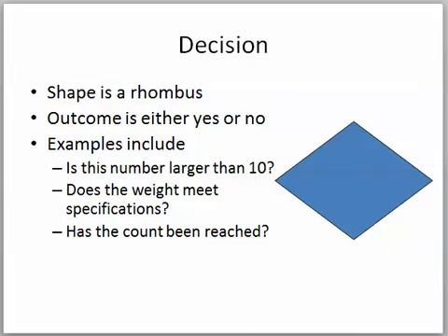Okay, the rhombus. This means there's going to be some type of decision. The outcome is either a yes or a no, because computers only know yes or no. You ever heard of binary code? That means yes or no, and basically it just means turn this on, turn this off. Examples include: is the number larger than 10? Yes or no. Does the weight meet specifications? Yes or no. Has the count been reached? Yes or no. A computer only understands yes or no questions.